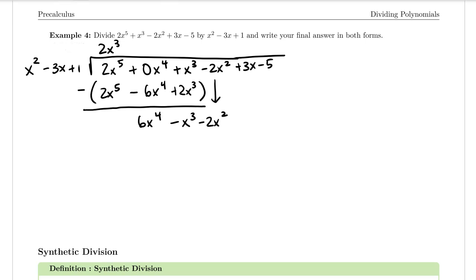Okay, so now we want to ask ourselves, what do I multiply to x squared that is going to give me 6x to the 4th power? So I'm going to need a positive 6, and then I'm also going to need an x squared. Now I'm going to take 6x squared and multiply it to each of these terms.